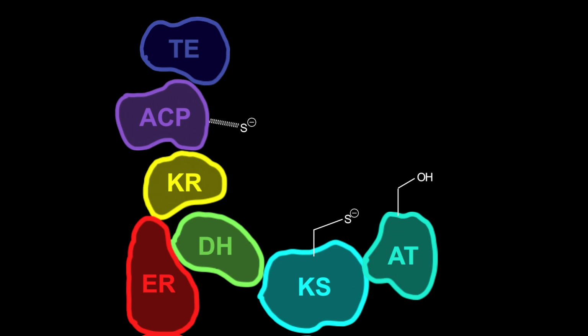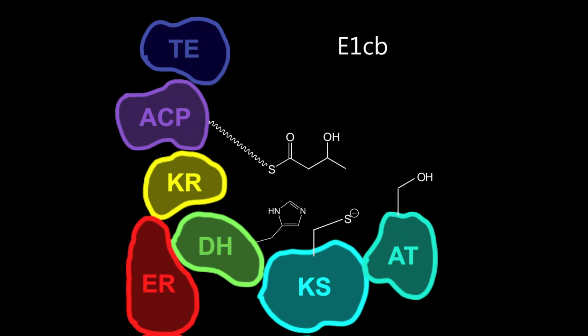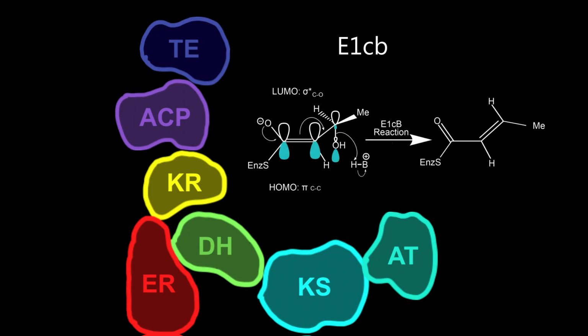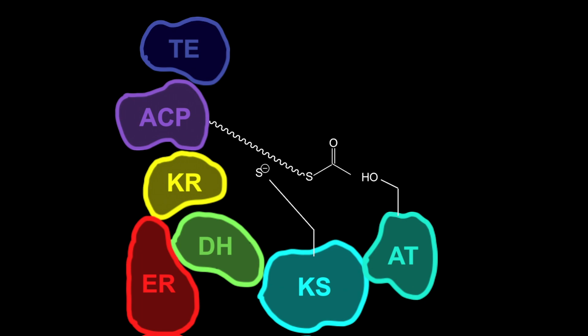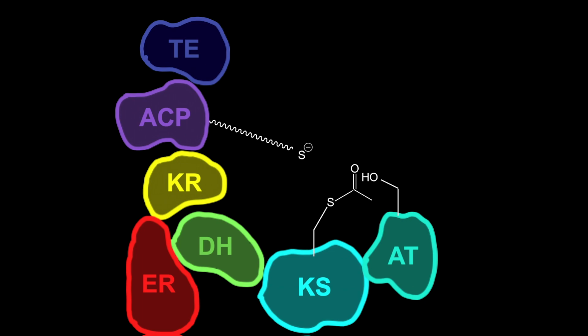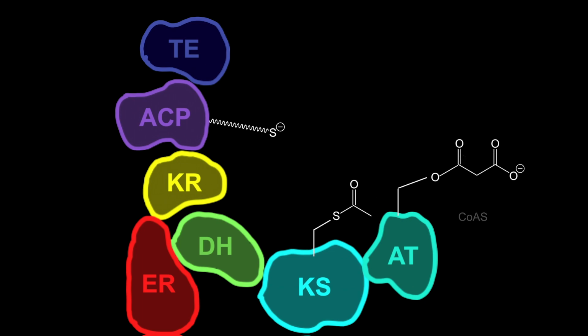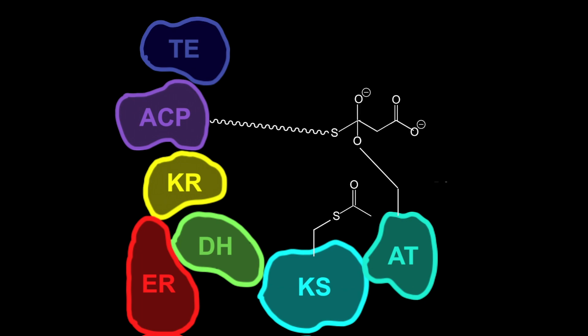For example, you'll have to know that the dehydratase domain works via E1CB, which requires very specific stereoelectronic alignment. But hopefully this visual gives you a more intuitive feeling for the bigger picture of what's actually going on. It's kind of beautiful how everything fits together. And that's fatty acid synthesis.